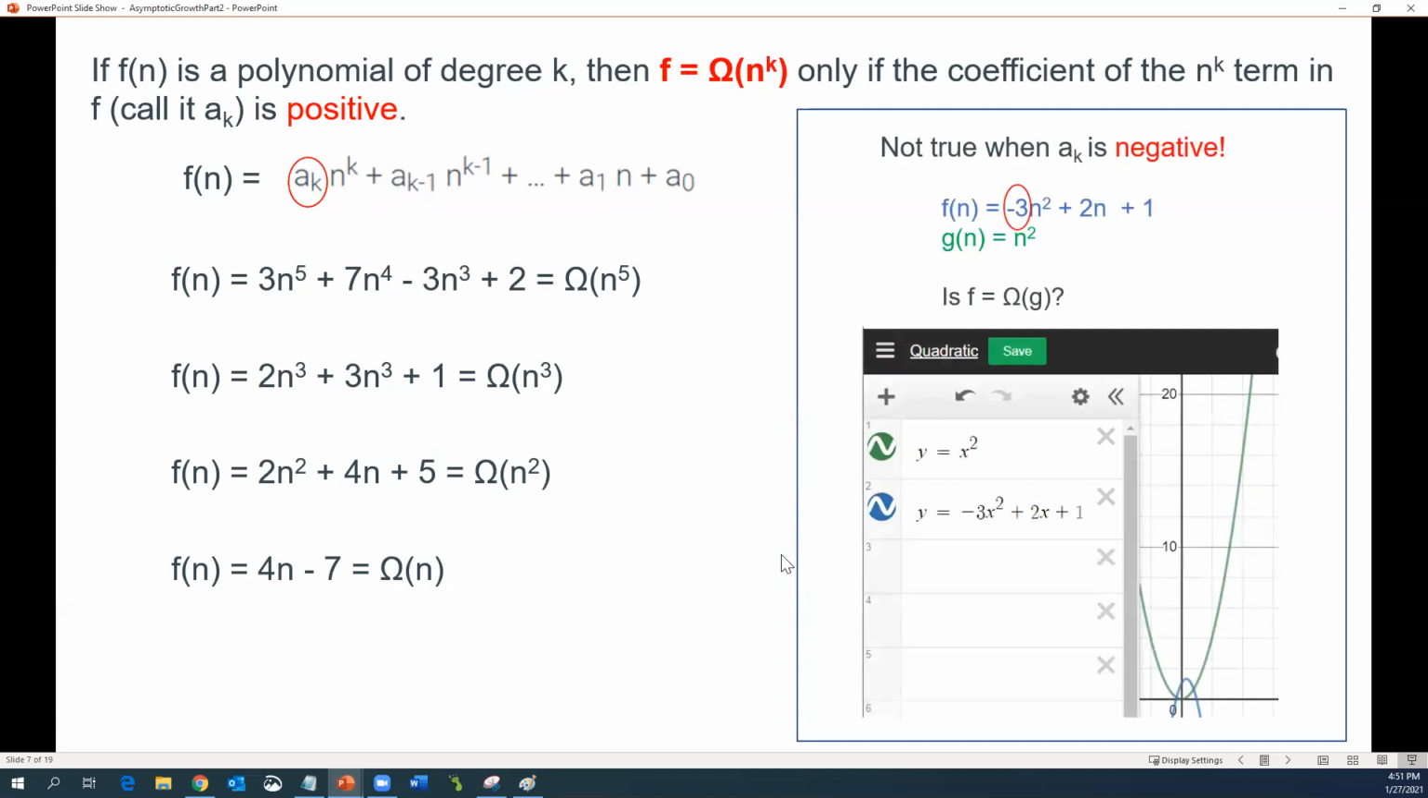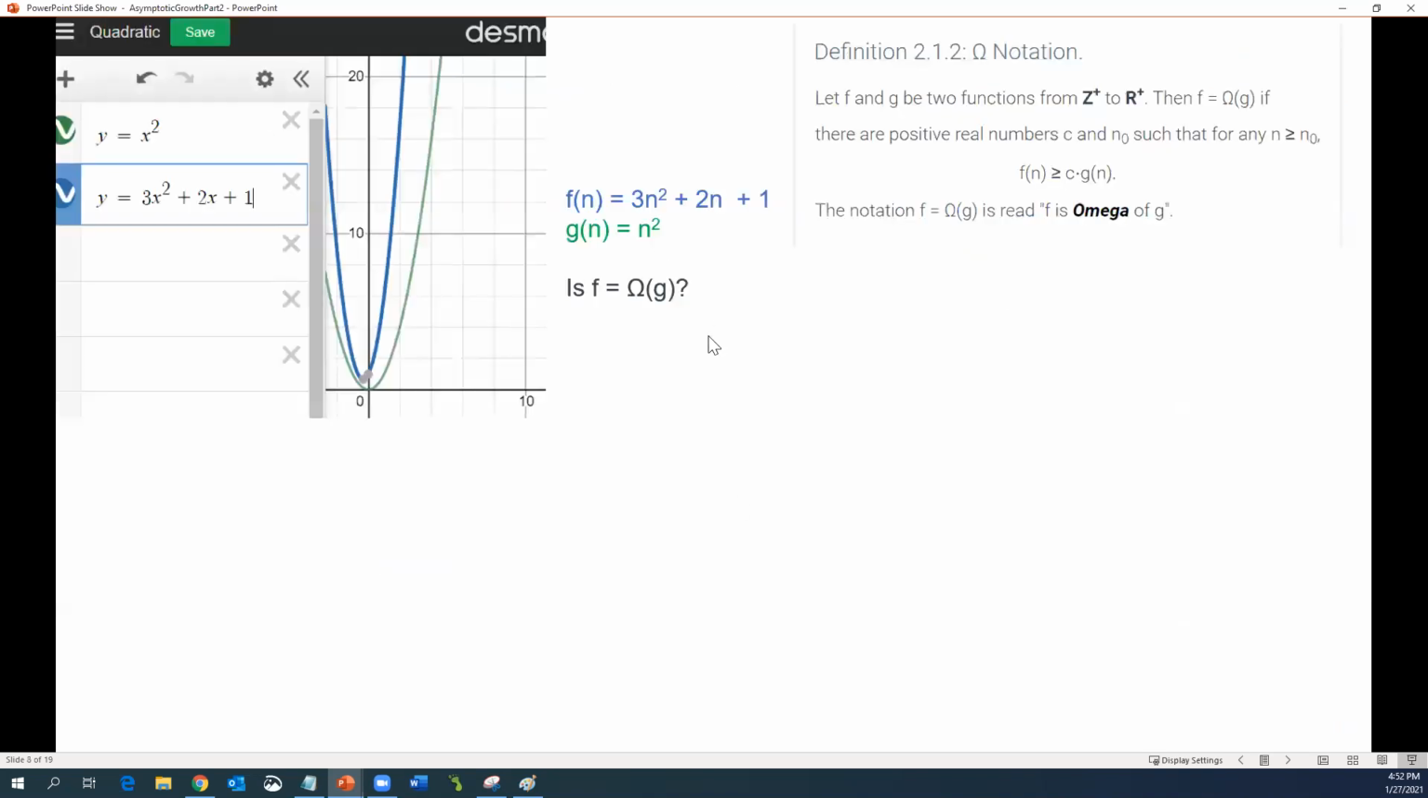Now, one thing to note is this is not true when the leading coefficient, the coefficient in front of the term with the highest degree, is negative. If I have a -3 here, then that's going to be this blue curve way down here. And we see that g will never be a lower bound for that. Any constant multiple of g won't be a lower bound for that. So it's not true when that leading coefficient is negative. But if it's positive, then this is true, and it's pretty easy then to remember.